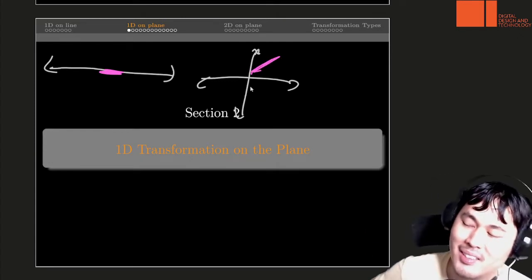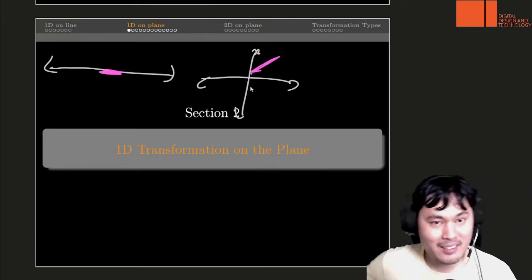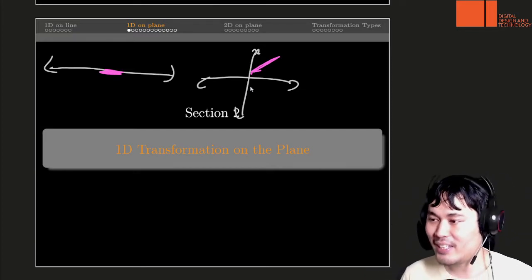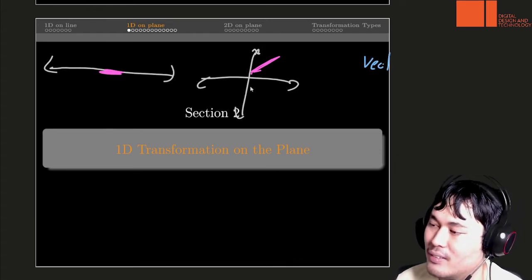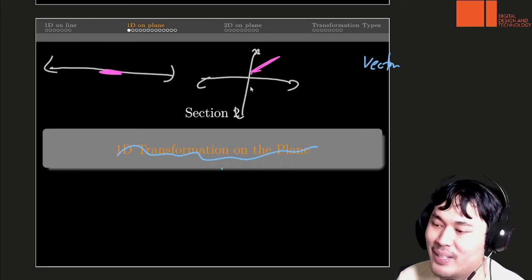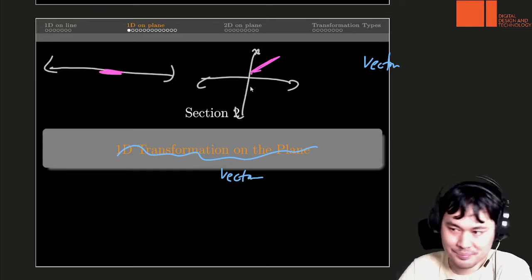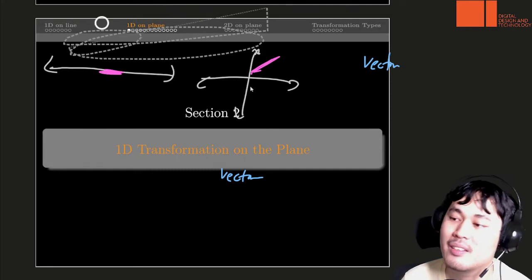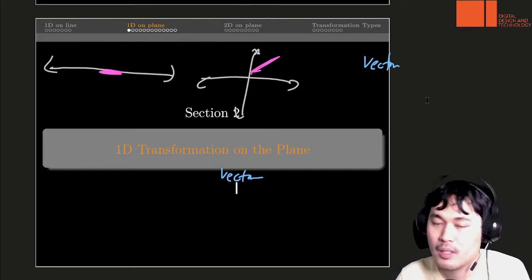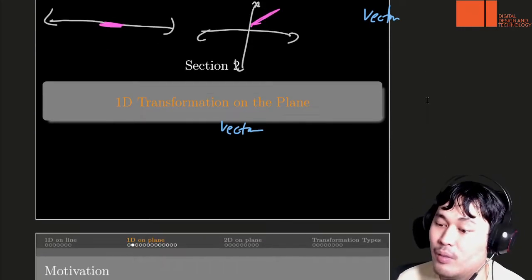What does it mean to transform a line on the plane? We will find out that this is actually the definition of a vector. Of course, we can actually replace that by vector, but I use it this way to draw the connection between these 3 topics together. So we can start learning about vectors.